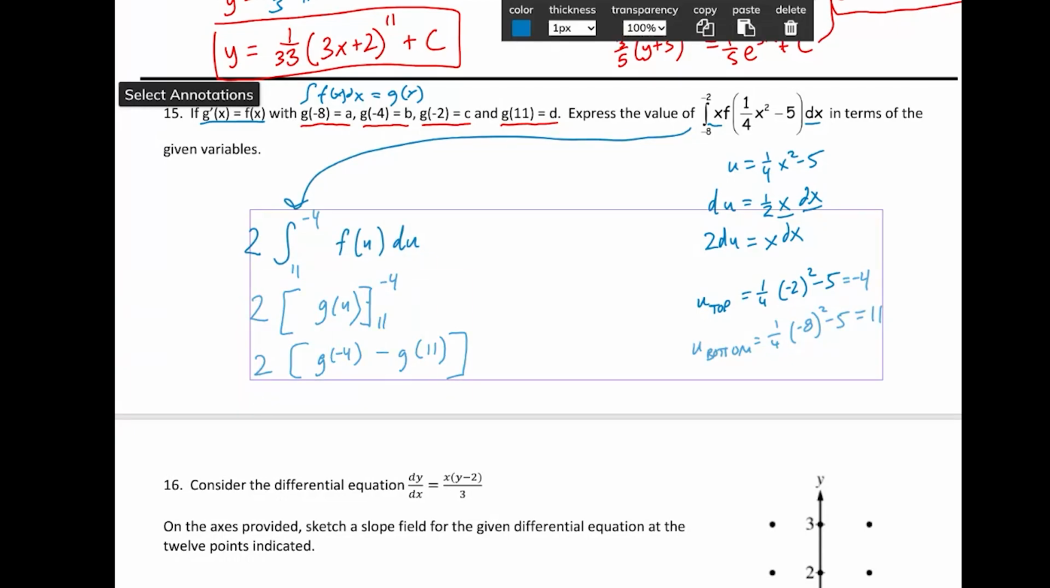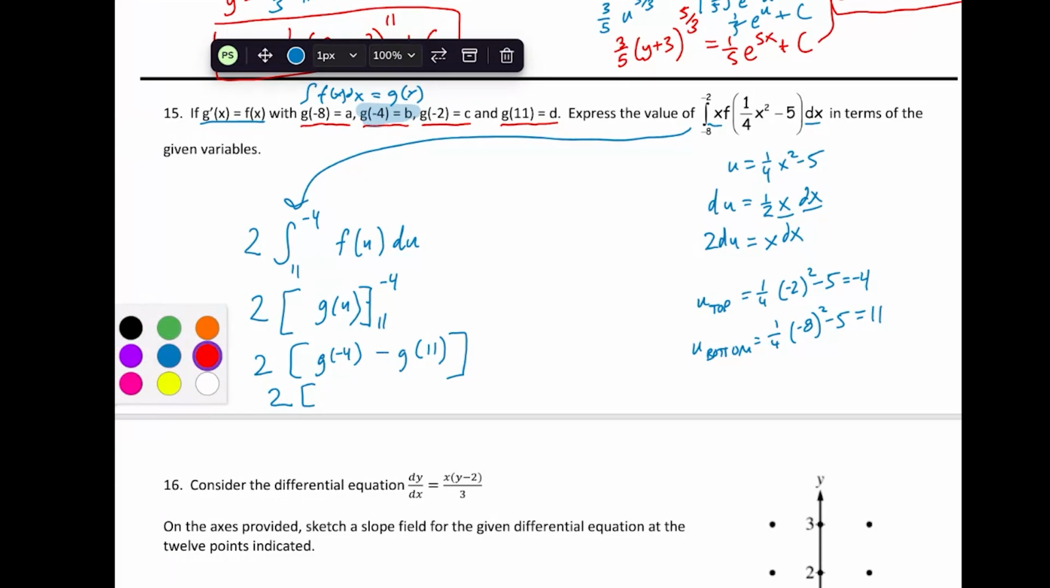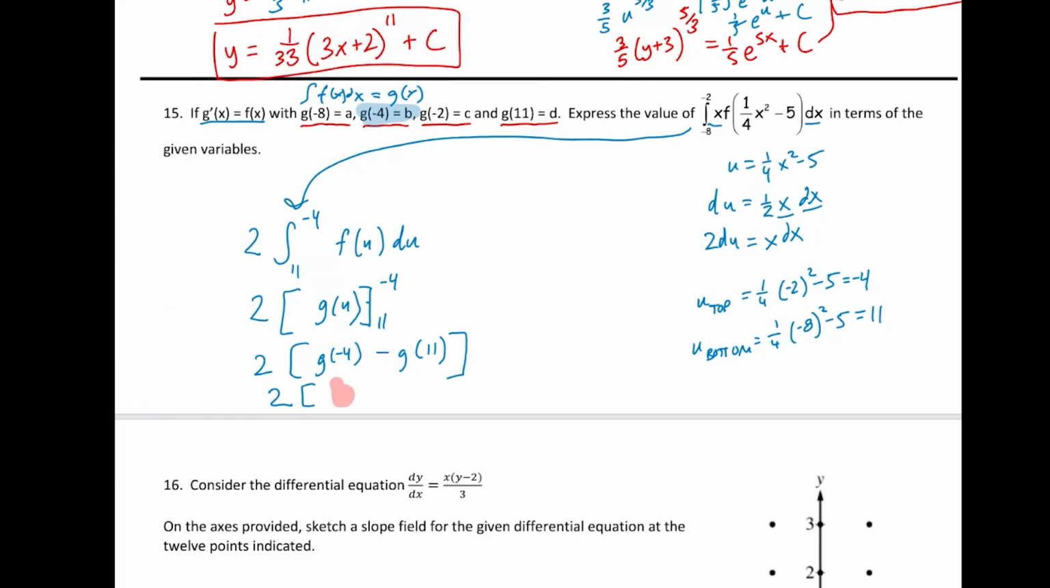Let's move all this up. No, it's not going to let me do that. That's okay. We'll just make this work. So 2 times g of negative 4, that is given right here. That's b. So we've got b minus g of 11, which is given up here as d. So we have b minus d.